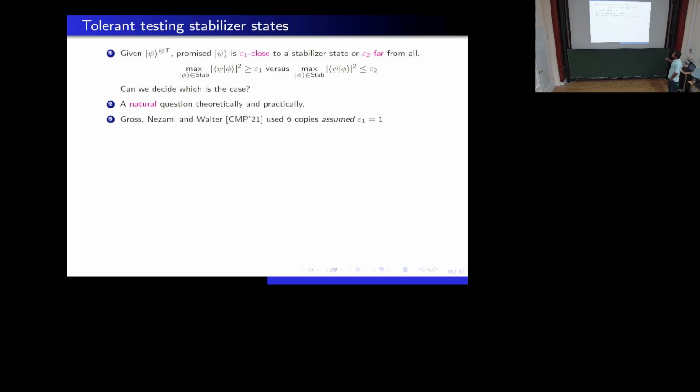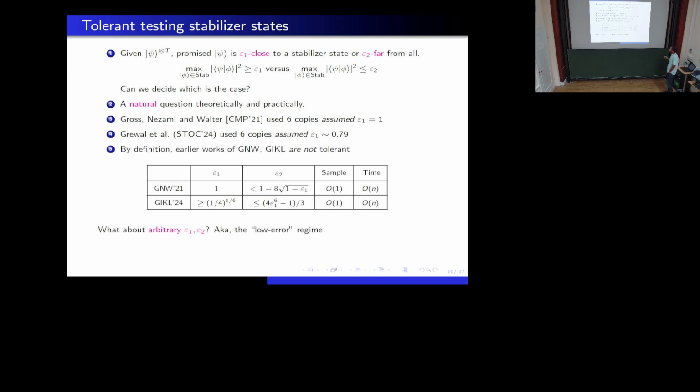The previous work that I mentioned, Gross, Nezami, and Walter, requires that you are either a stabilizer state or far from a stabilizer state. They used 6 copies, and they worked only when epsilon 1 was equal to 1. There was a follow-up work of Grewal et al., where they reanalyzed Gross, Nezami, and Walter, and this got epsilon 1 to 0.79. But these two are not tolerant by definition, because you require the assumption that epsilon 1 is 1, or at least some constant, and epsilon 2 had to be accordingly picked. But they still got constant sample complexity, like 6, and the time complexity is always n.